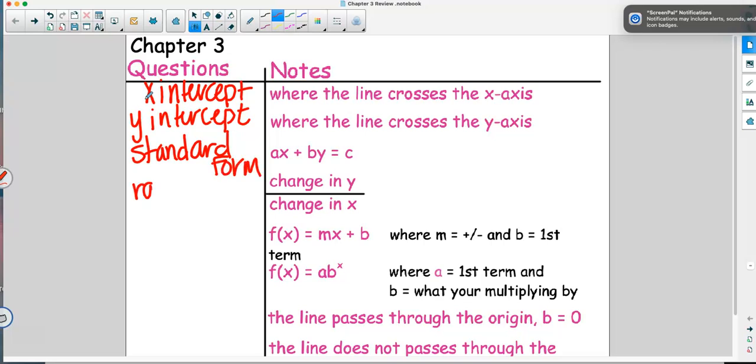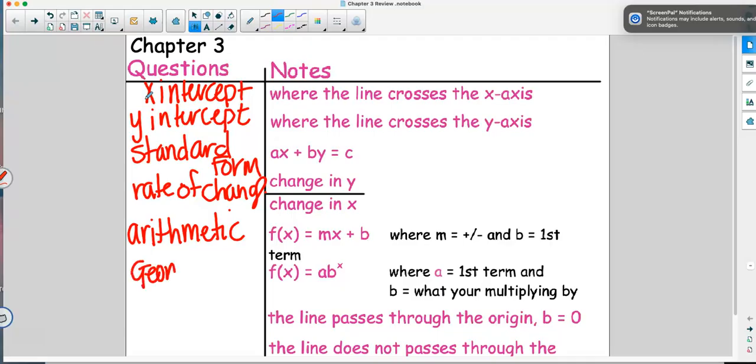Our rate of change, our equation for arithmetic sequence, and our equation for geometric sequence. Remember that a line that passes through the origin is called proportional. And a line that does not pass through 0, 0 is non-proportional.